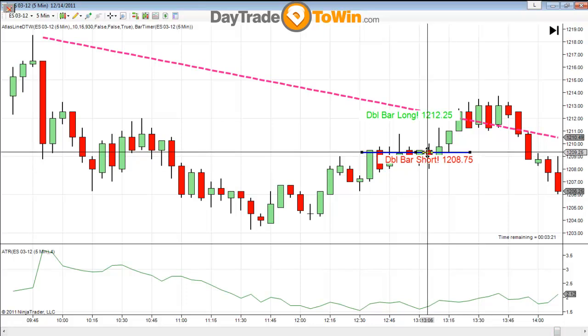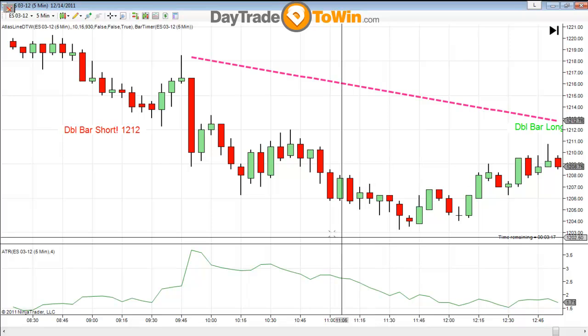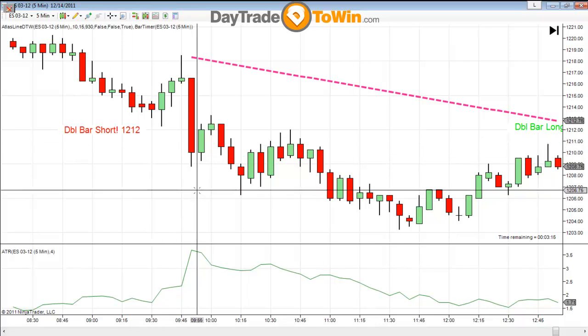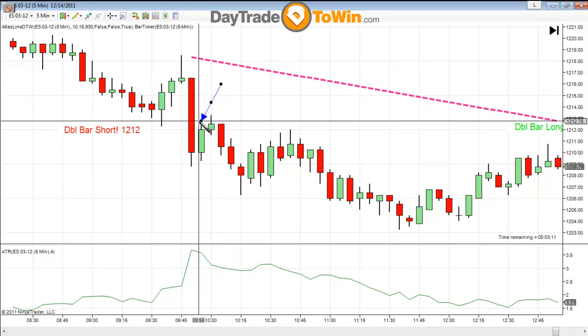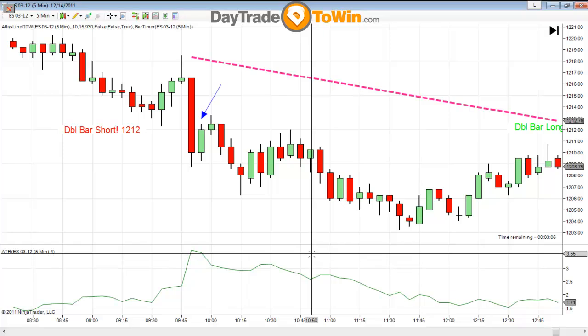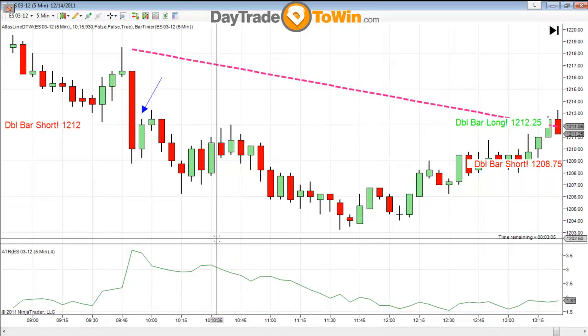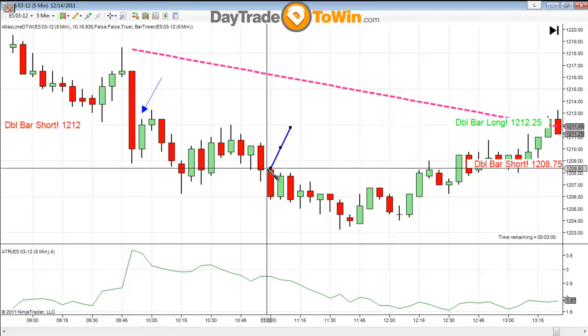All right, so here is yesterday. I'm not sure if I included this chart with the video yesterday, but here is your double bar short right here. 1, 2 to go short. And then you have a strength trade to go short right here again.